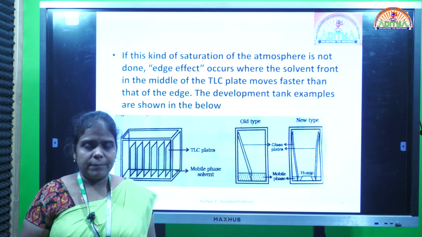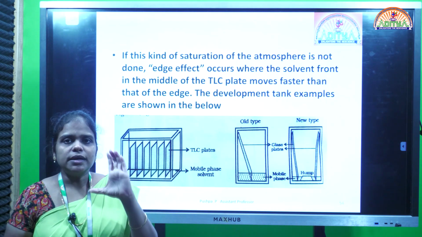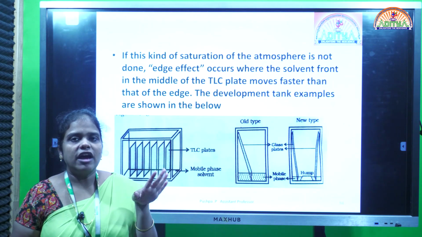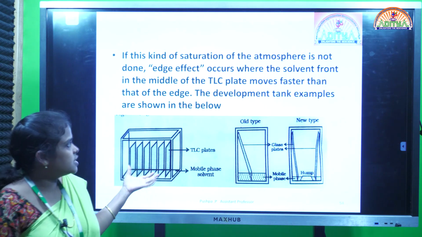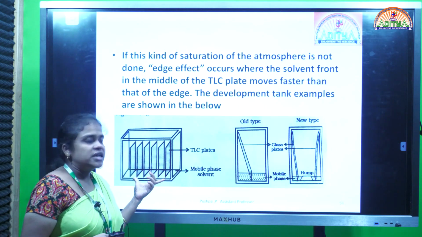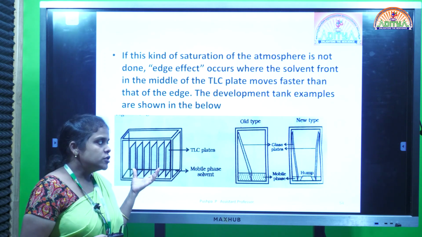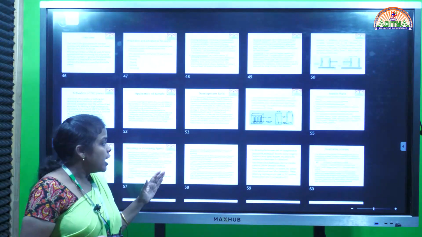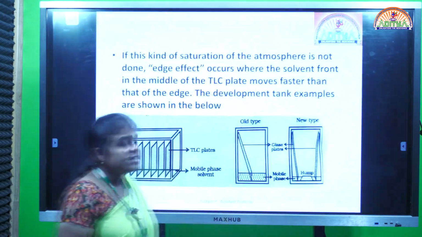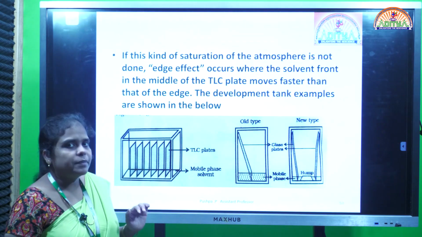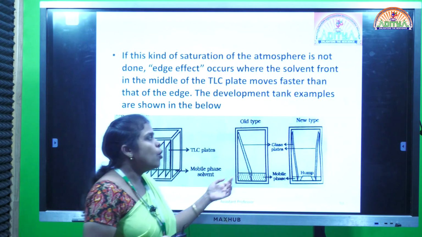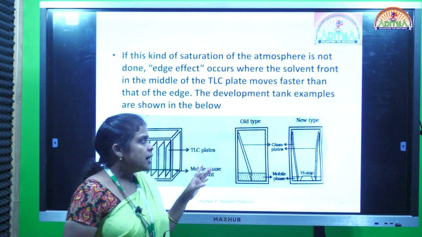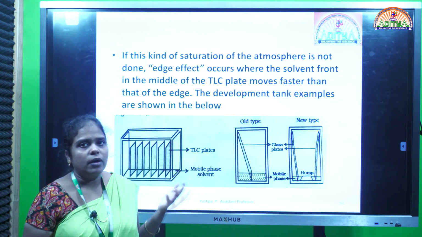After applying that sample, we have to keep the plate, which has the stationary phase and the sample, in the development tank. This is the development tank. This is the large one, most commonly used in industries. At a time we can keep many TLC plates, whereas in colleges or small scale industries, they will use the old type of development tanks. In this we can keep only one TLC plate, and after that an advanced one was also introduced.